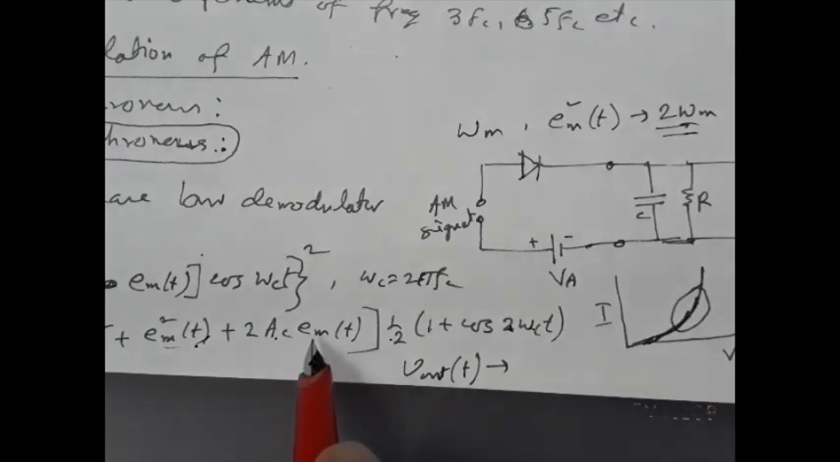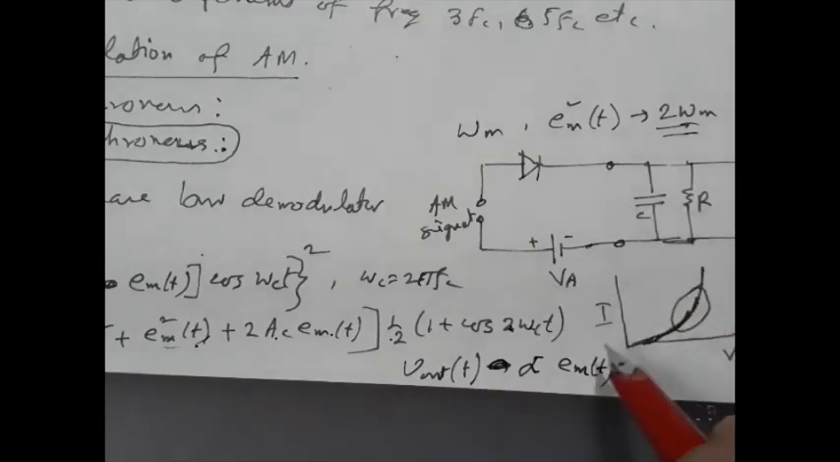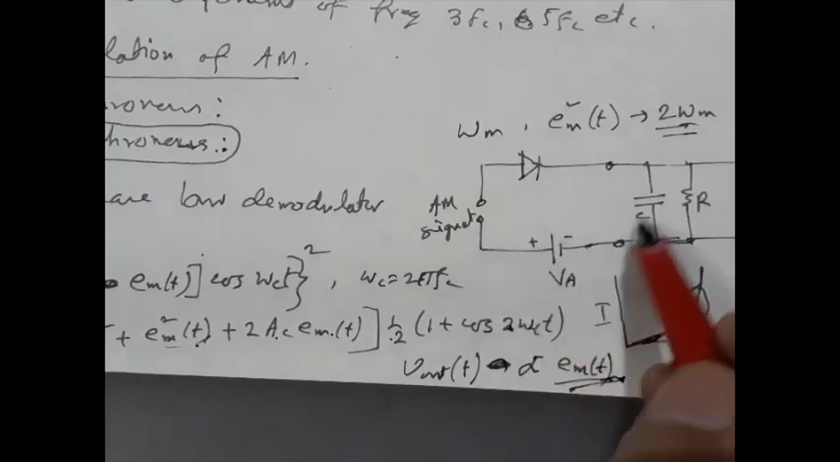So only existing term is this one. So 2 AC EM(t) into half means AC into EM(t). So V out will be proportional to EM(t). That means output voltage is proportional to the message signal. So we can recover the original message signal using this circuit.